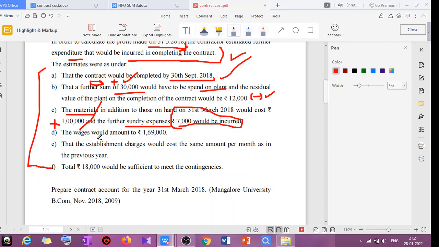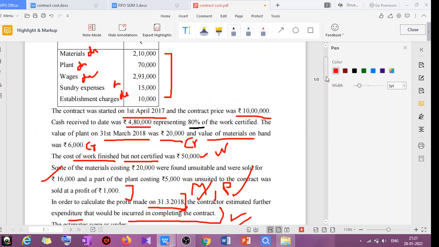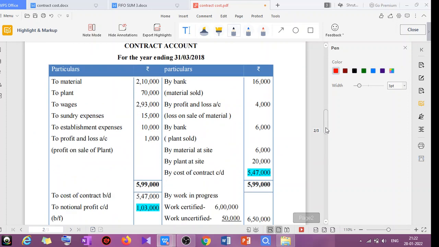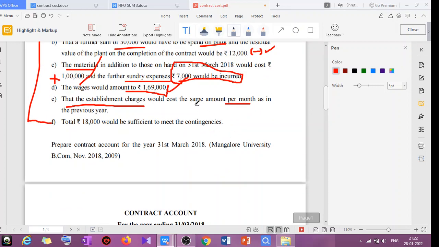The wages would amount to rupees 1,69,000. So wages, if given directly, are an expense. Then the establishment charges would cost the same amount per month as in the previous year. Now you should see here what the establishment charges are. How much? 10,000. So this 10,000 is for the full year. Full year means how many months are there?